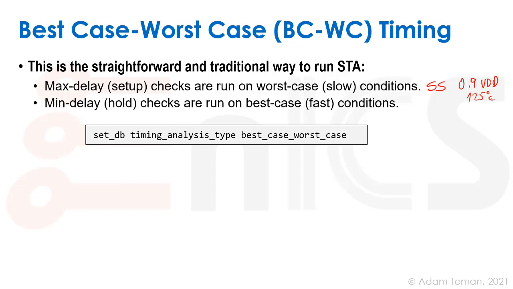Min delay checks or hold checks we run on best case fast conditions. So we take something like FF, we'll take 1.1 of VDD, and we'll take traditionally 0 degrees or minus 40 degrees, depending on what spec we want to meet. And nowadays, again, with temperature inversion, it'll be the higher temperatures, 85 or 125 degrees. And the way to do it, in a Cadence Common UI tool, would be to set this dB parameter, timing analysis type, best case, worst case.